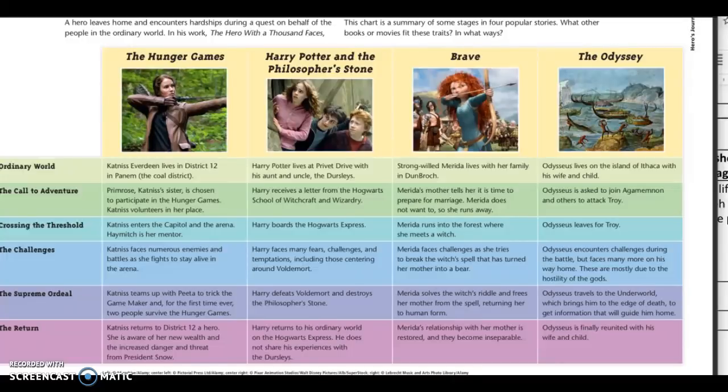Hey, this is Mr. Buffet. Today we're going to take a look at using story maps that incorporate the different archetypal steps of the hero's journey. Let's get started.